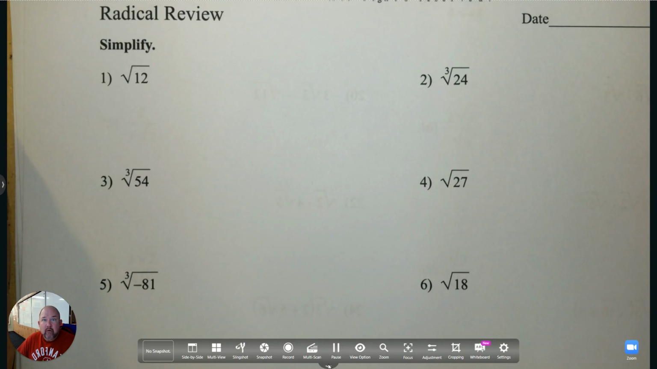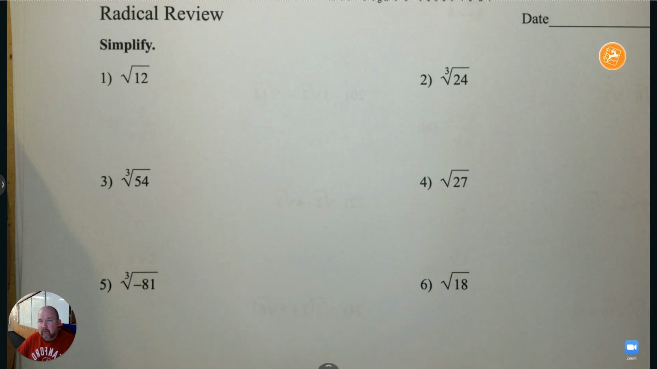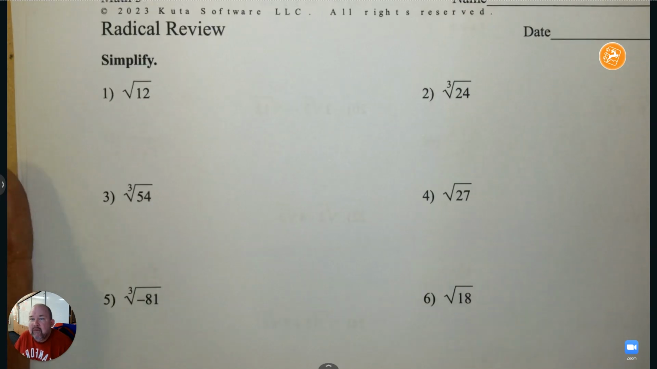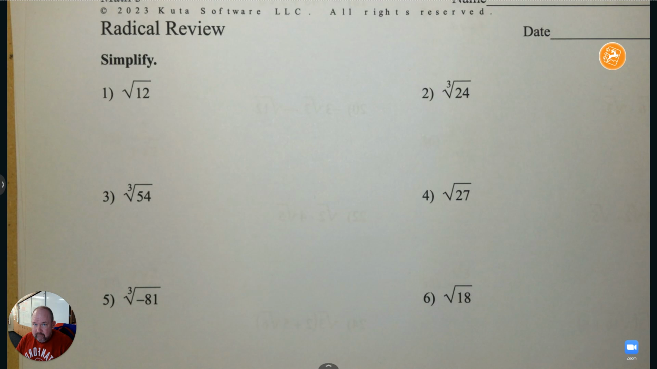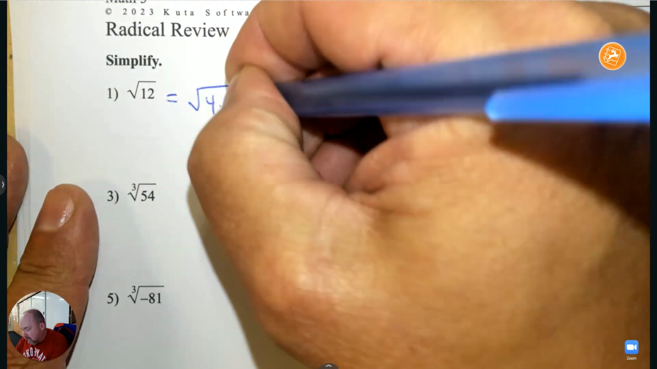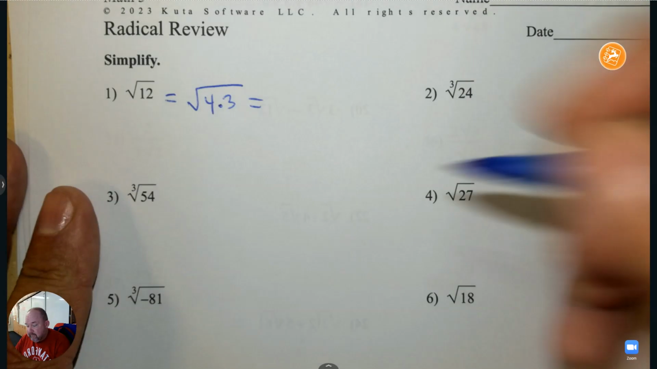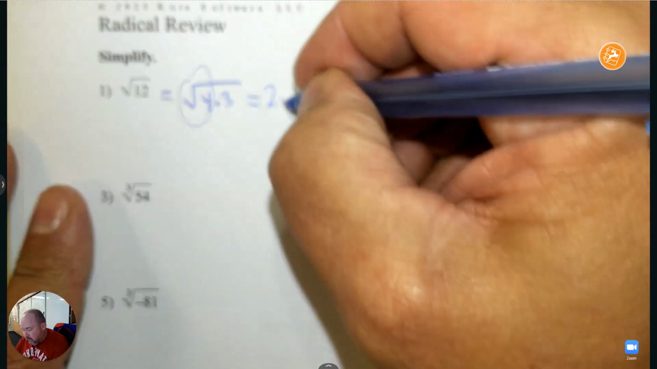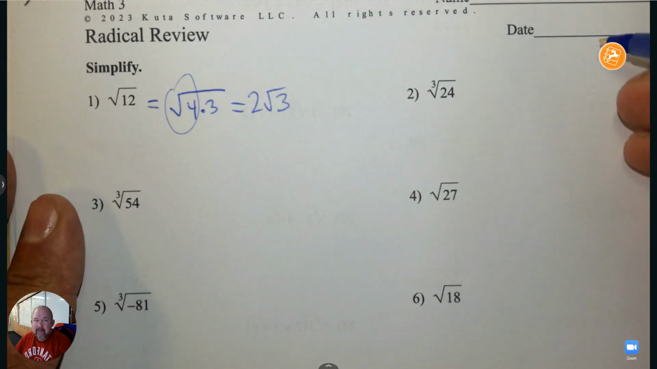All right, let's review for our final exam. The first skill we're going to review is, can we simplify radicals? So what we need is the list of perfect squares and perfect cubes. So for 12, if you look at the list, what number on the list goes into 12 evenly? And that number is 4, and then the square root of 4 is 2, and 3 is left behind and is prime.